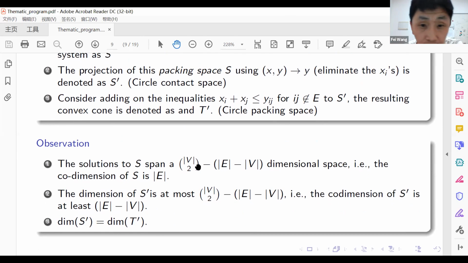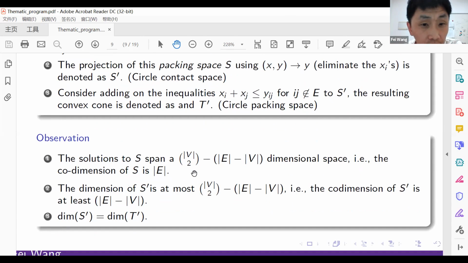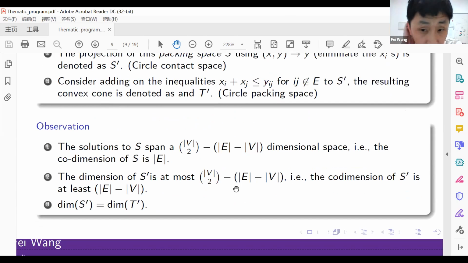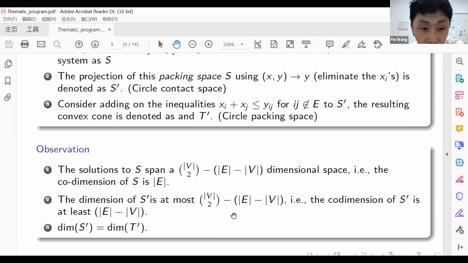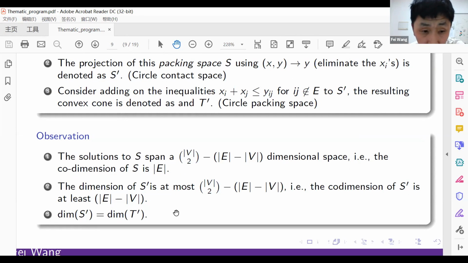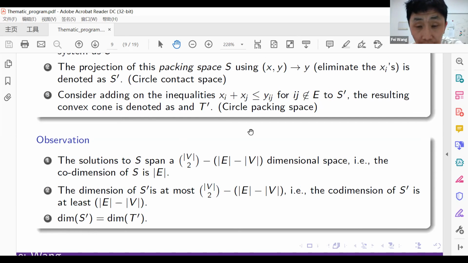So we have some observations over the circle context space and the circle packing space. The first is that the dimension of the circle context space is at most 2V minus V plus V, which is saying the codimension of S prime is at least E minus V, because S prime is the projection by eliminating the xi's, so there are only V choose 2 variables. We also observe that the dimension of the circle context space is equal to the dimension of the circle packing space. So dimension of S prime is equal to the dimension of T prime.